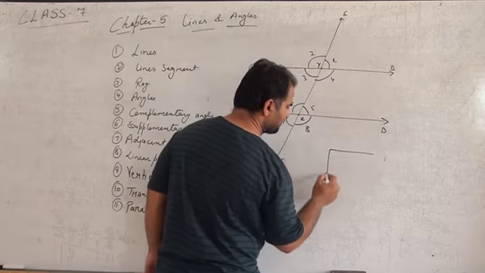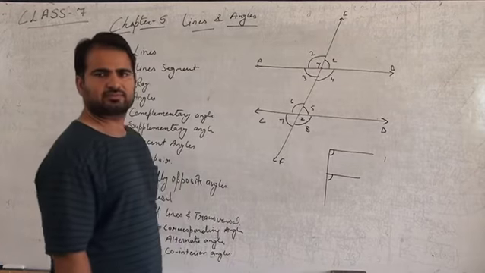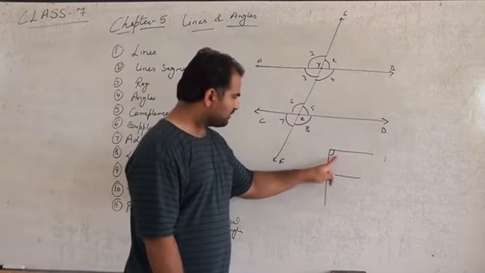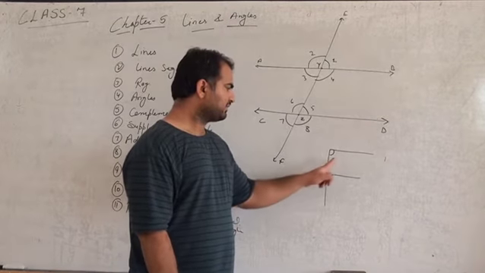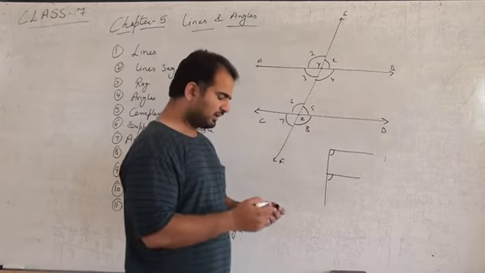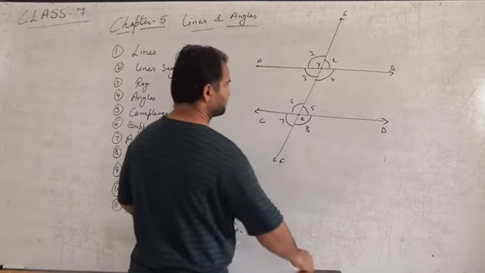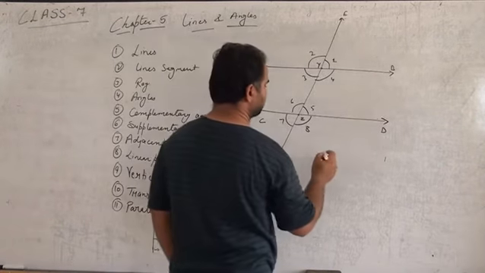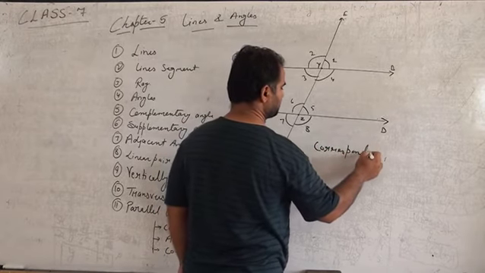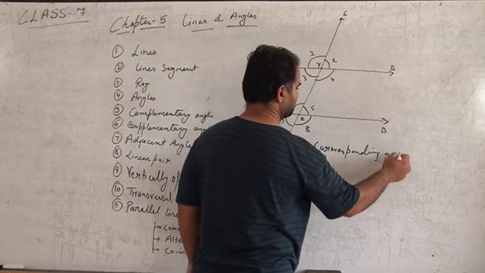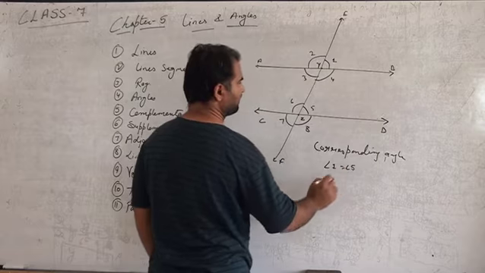So what are corresponding angles? When these are the two lines, an F-like angle is created. Okay, both the angles are the same as each other at different points. These are known as corresponding angles. Okay, so how many pairs of corresponding angles are there? Angle 1 equals angle 5.